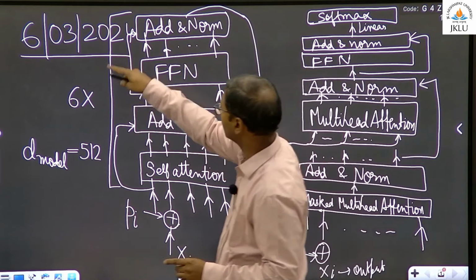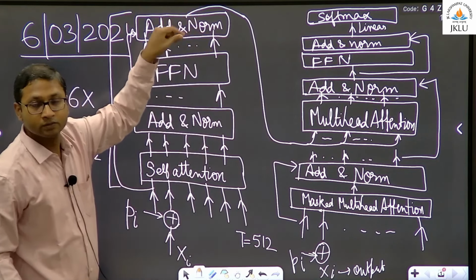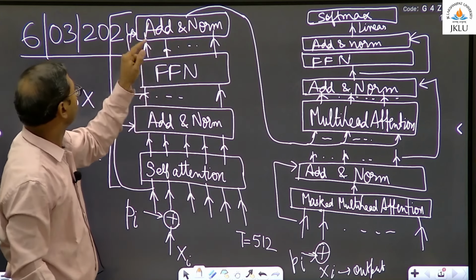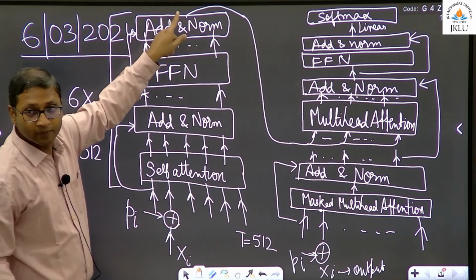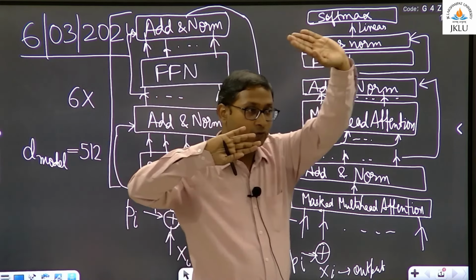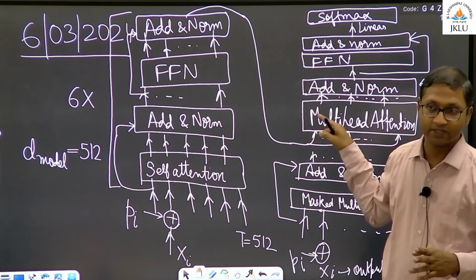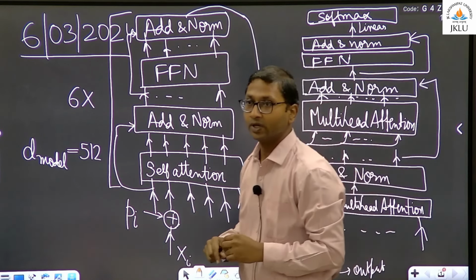And this comes in 6 cross, that means output of whom will be sent to whom? Output of the last encoder will be sent to every decoder here, that is what we had seen.